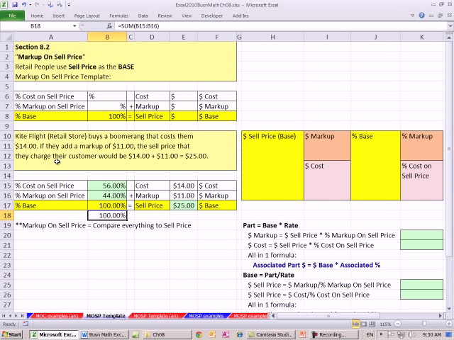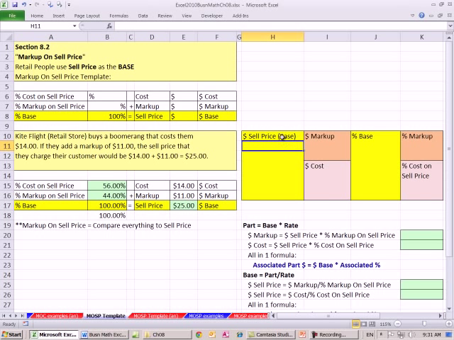So that's our template. Last video we saw how to use a template like this for markup on cost, but this is the template for markup on sell price. The only difference, what? The base has changed. Now, we also talked about the last couple of videos, this is what we learned in Chapter 3. And this applies here. All of the formulas that we see in this chapter, we actually learned in Chapter 3. So I'm going to relate this template to what we did in Chapter 3.